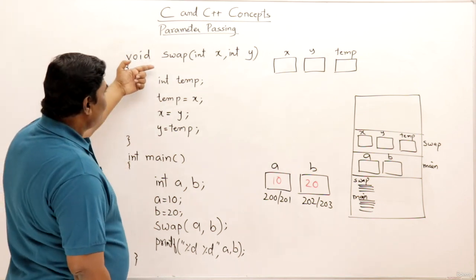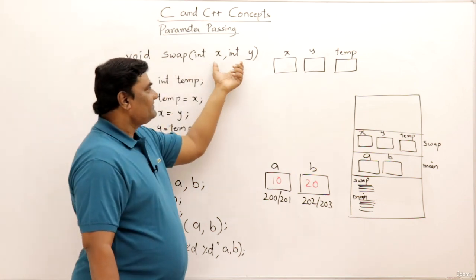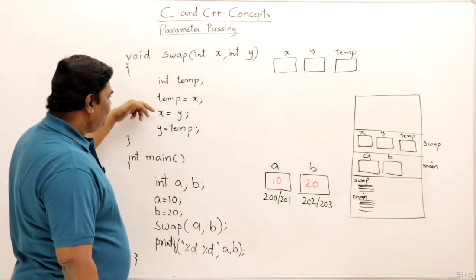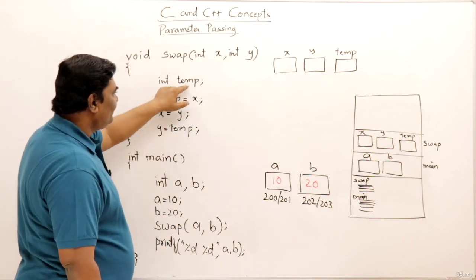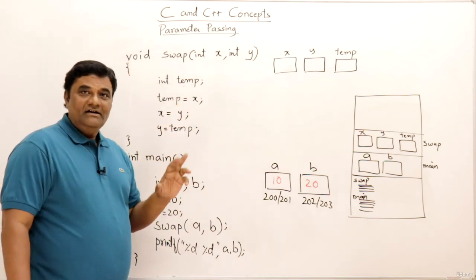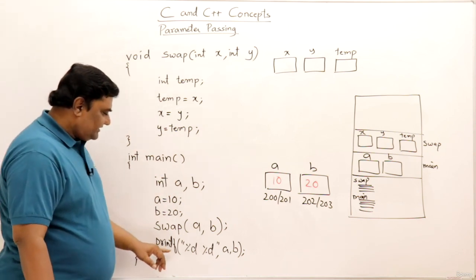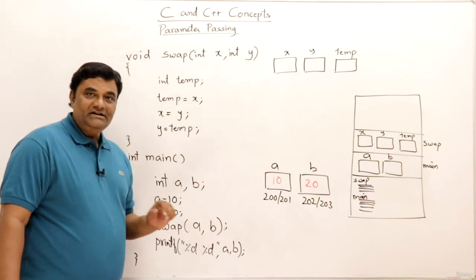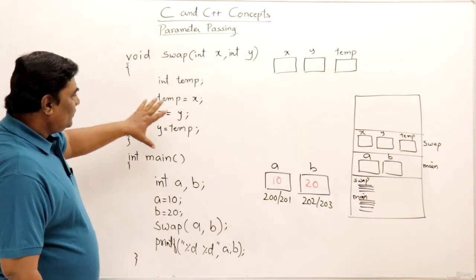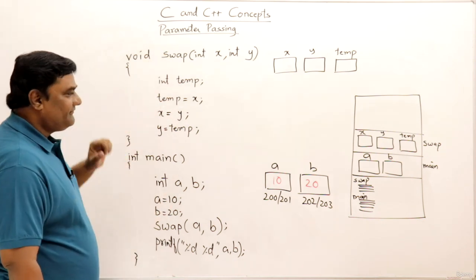This swap function is taking two parameters x and y, and it is swapping the numbers x and y with the help of a temporary variable. And then when the control comes back to the main function, it will print the values of a and b. So this is the code: the main function and the swap function.